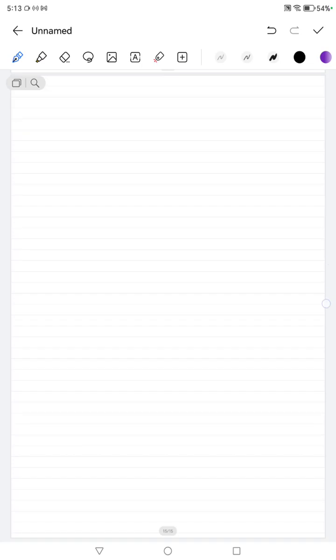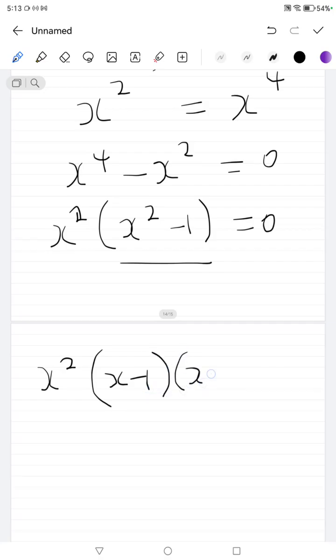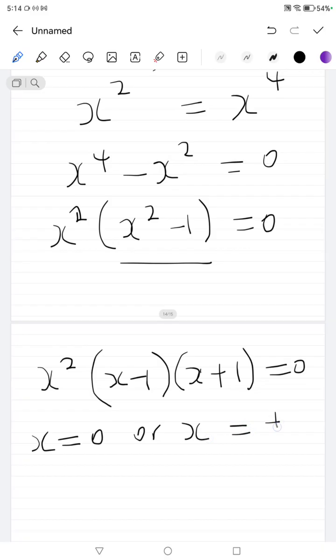You see? So now what does it mean? It means you have your x squared, then this one it's a difference of 2 squares, then it means you have your x minus 1 into your x plus 1 is equals to 0. Then you know your x will be equals to 0, or x will be equals to plus or minus 1 for these ones that you see on the other side. You see? So that's that on that.